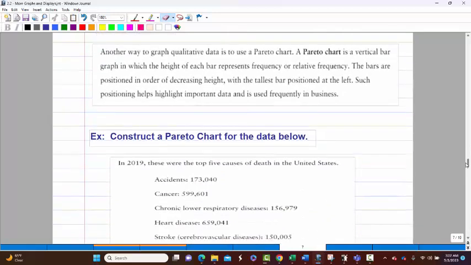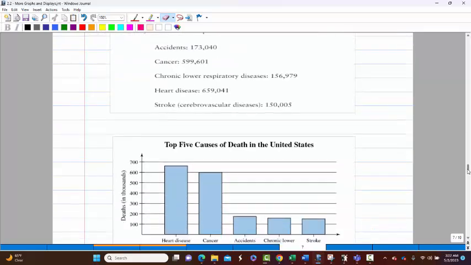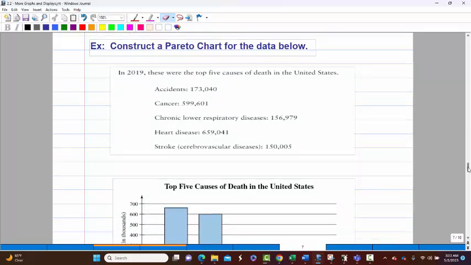Beautiful. A Pareto chart is a bar graph that intentionally sorts the bars in terms of decreasing height. It's often used in business. People want to look at it, whatever. There could be problem issues with a work type thing, or a business, and it's easier to look at them if they're sorted, especially if you have a lot of them. So this one, top 5 causes of death.